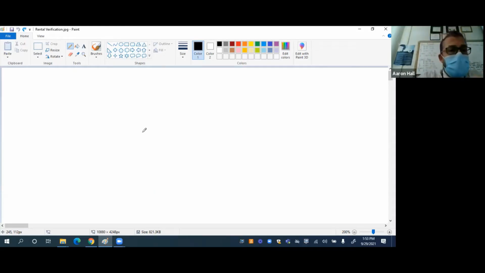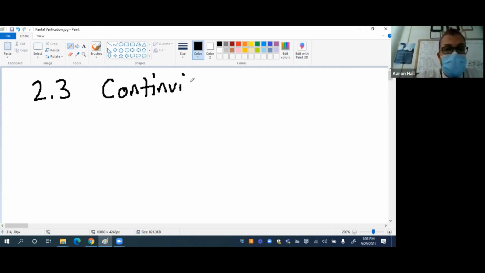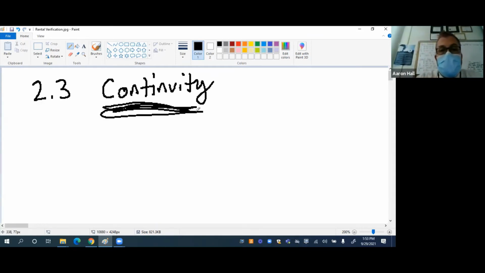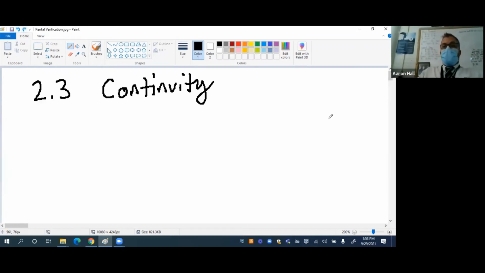So the assignment that is due today is 2.3, and 2.3 is on continuity. Any guesses what I mean by this word continuity? Riley, any ideas what I mean by continuity? Okay, well, we're talking about limits. And so the idea of continuity comes from the word continuous.